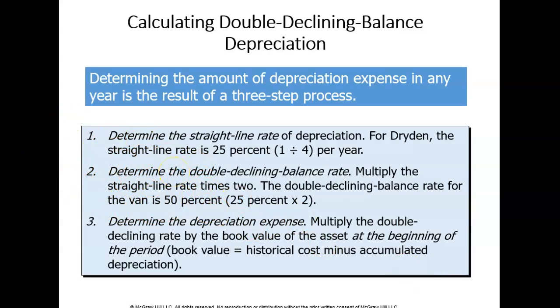Now, because this is accelerated, we are going to, in step 2, double the straight line rate of depreciation. Therefore, if the straight line rate is 25%, take it times 2, we're going to expense 50% of the asset's beginning book value each year. So again, step 2 is to double the straight line rate of depreciation. To do the actual calculation, we'll take the asset's beginning book value. So beginning book value is going to be the original cost of the asset less any accumulated depreciation. So you're going to multiply the double declining balance rate times the asset's beginning book value each year.